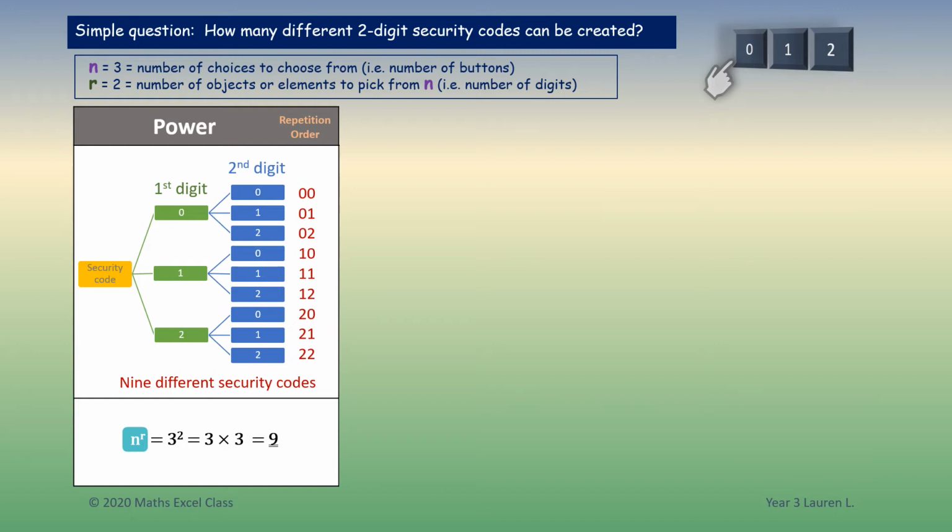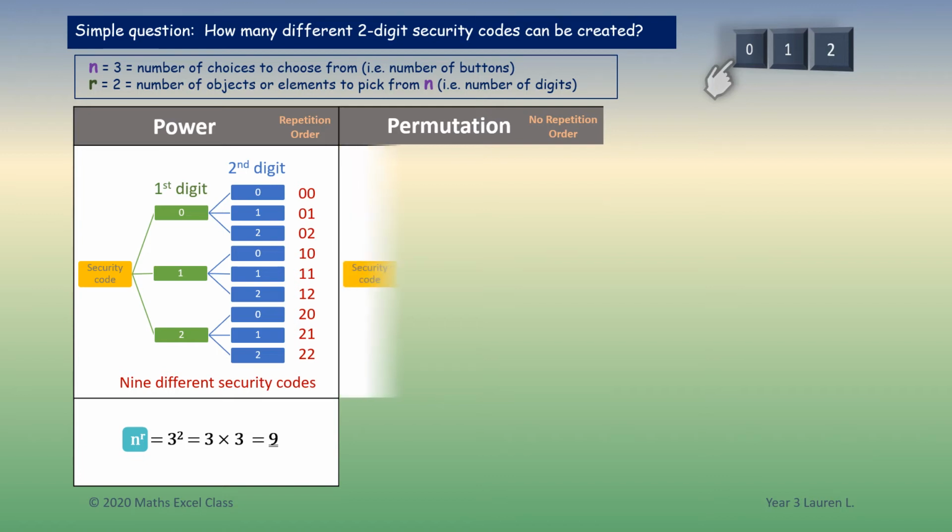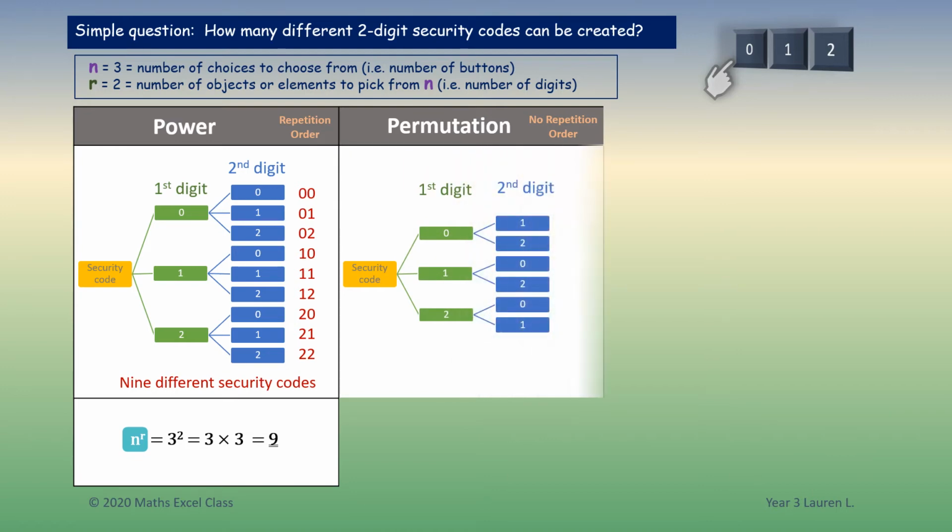In a second case, if we had no repetition but order still mattered, we would be using permutation. In a tree diagram, for our first digit we could have the 3 choices 0, 1 and 2. But for the second digit we would only have 2 choices because we're not allowed to repeat. So if we chose 0 first, we would only have 1 or 2. If we chose 1 first, there would only be 0 or 2. And if we chose 2 first, there would only be 0 or 1.